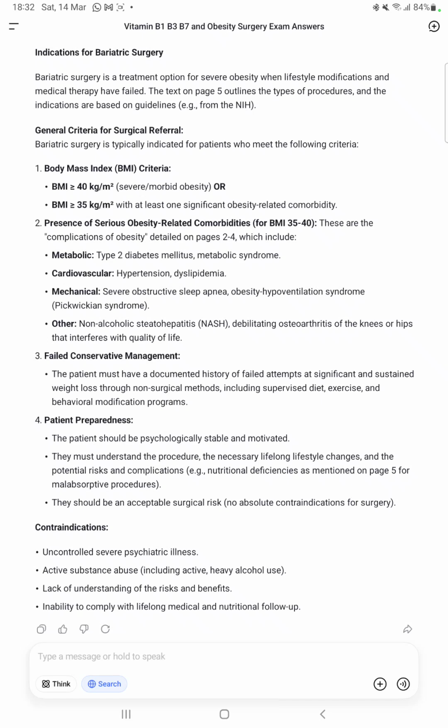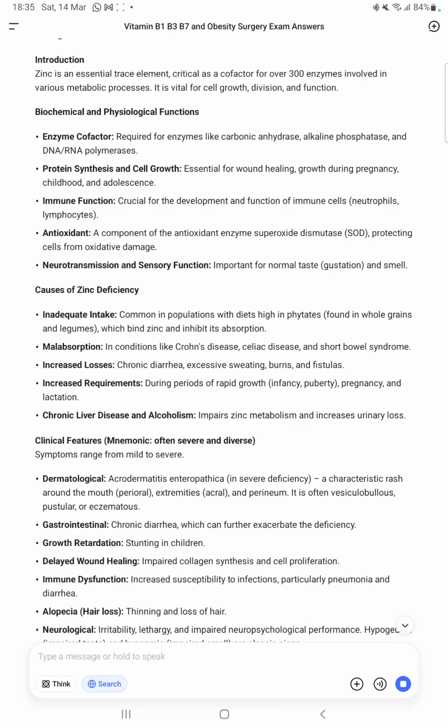And there should be patient preparedness; obviously the patient should be psychologically stable and motivated. They must understand the procedure, the necessary lifelong lifestyle changes, and the potential risks and complications. There should be an acceptable surgical risk as well. Also, multiple nutritional deficiencies can happen because of bariatric surgery operations. Contraindications are psychiatric illness, active substance abuse, lack of understanding, and inability to comply with lifelong medical and nutritional follow-up. So starting off with the first, that is zinc deficiency.